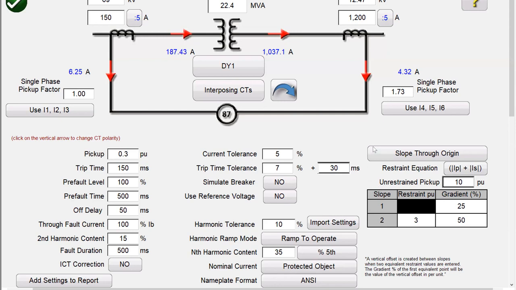And then finally, the slope characteristics information. So I have the restraint equation selected here. Again, remember, these will be different from manufacturer to manufacturer. And I have an unrestrained pickup value, which is high in magnitude. And I have a slope 1 setting here, slope 2 setting. And here is my breakpoint between slope 1 and slope 2, right? So once I have all this information, we will move on to the test screen.